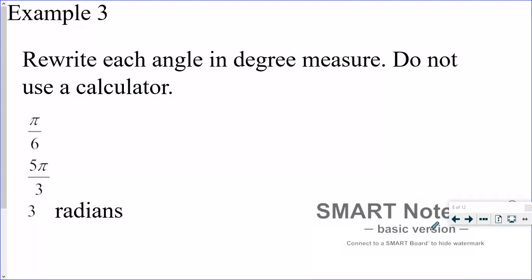Okay, so now let's go the other way. All right, let's go ahead and convert radians to degrees.